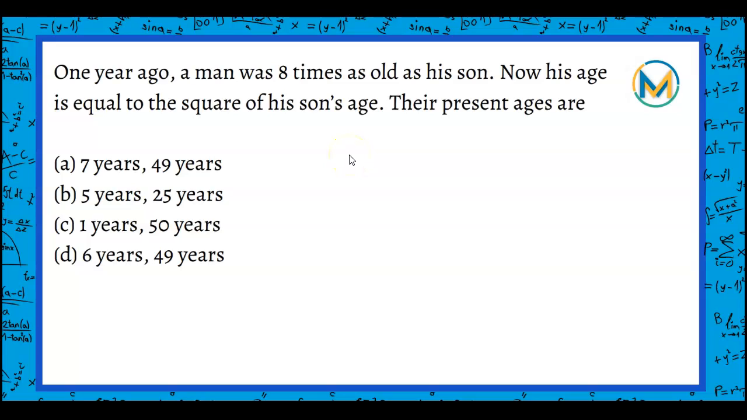We are doing chapter quadratic equation. The first question here is: 1 year ago, a man was eight times as old as his son. Now his age is equal to the square of his son's age.